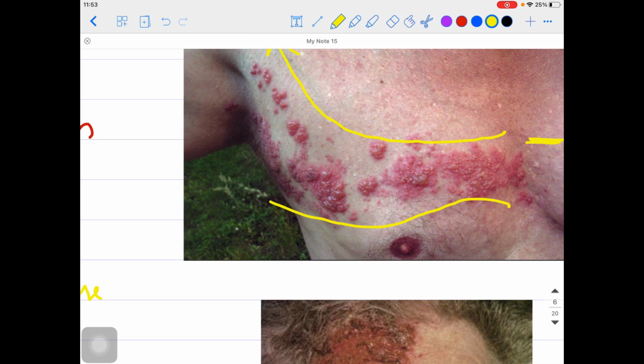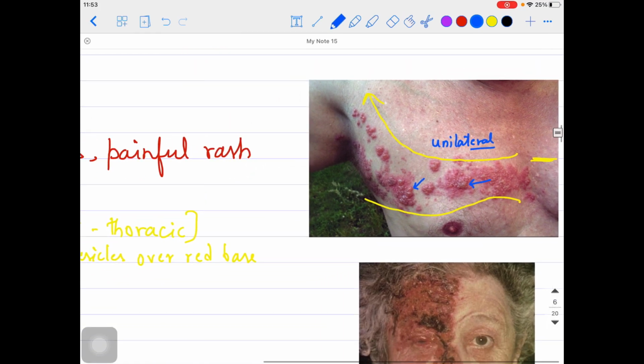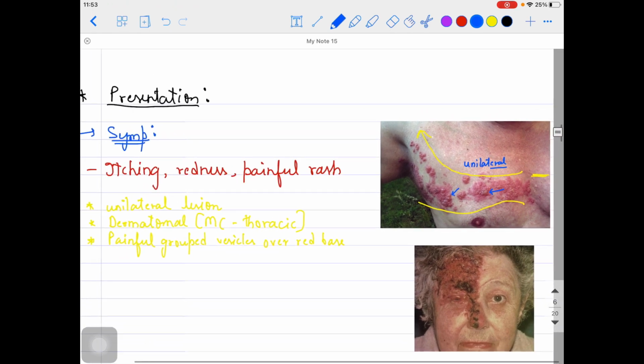Can you appreciate the vesicles over here? I will show you. For example, this arrow: these are the vesicles which have clear fluid filled inside them. So over the red base you can see the clear fluid filled lesions, particularly following the particular dermatome and present basically in the thoracic region. Most commonly it is a unilateral rash, so you can easily identify these kinds of rashes. I hope there is no problem with that.